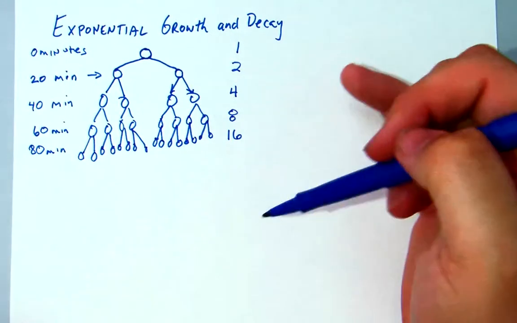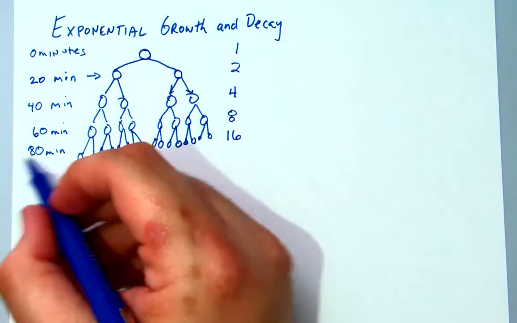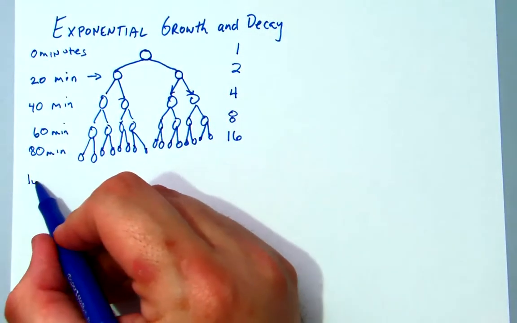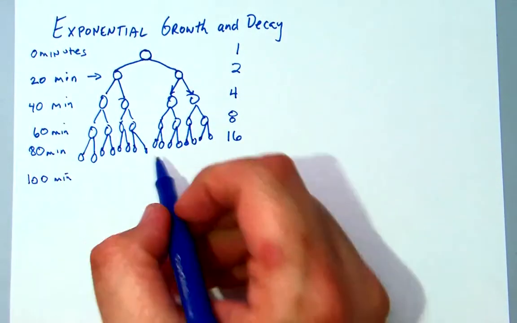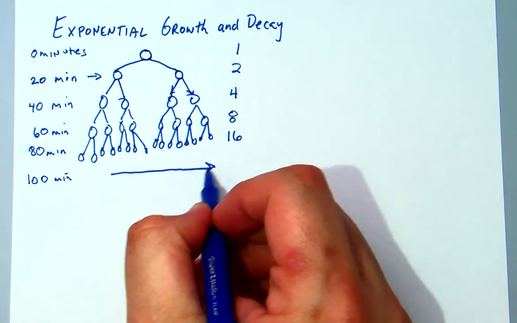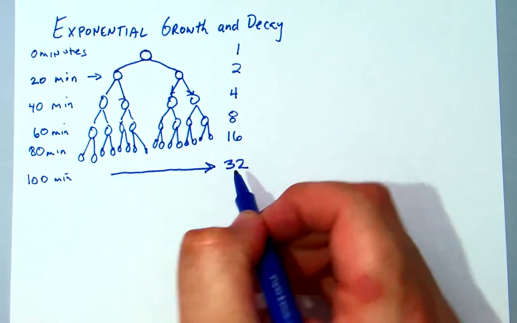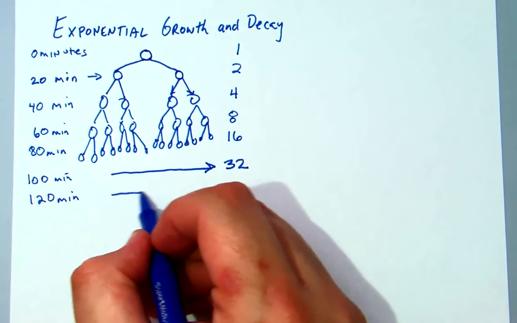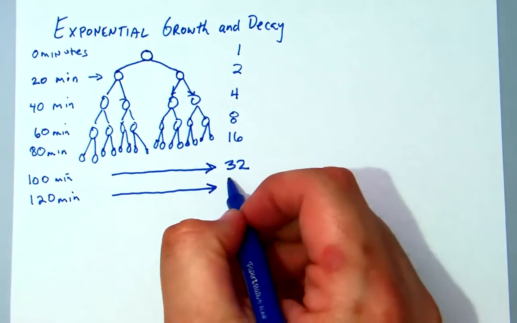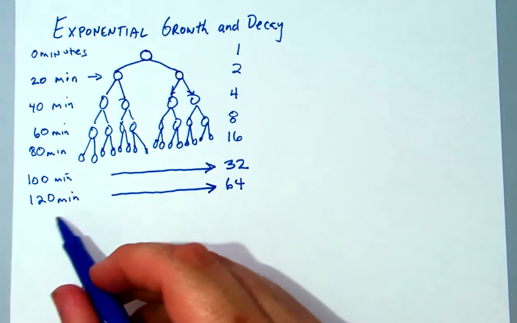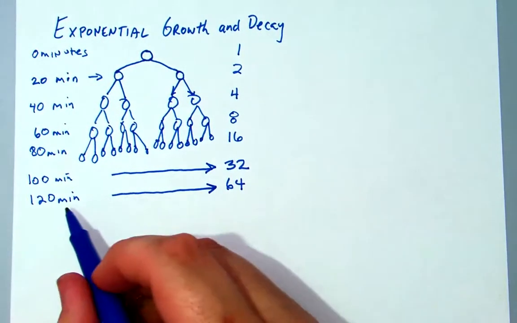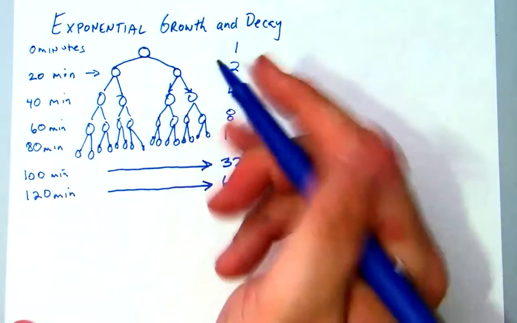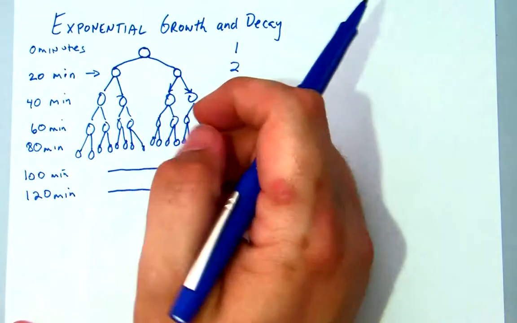Now hopefully you're starting to see a pattern here. And it's starting to get difficult to draw, but after 100 minutes, we will end up with 32 cells. After 120 minutes, 2 hours, we're going to end up with 64. And then we keep going and going and going. So the idea of exponential growth is this idea right here, that you start with 1 and it doubles. And then you have 2 of them.